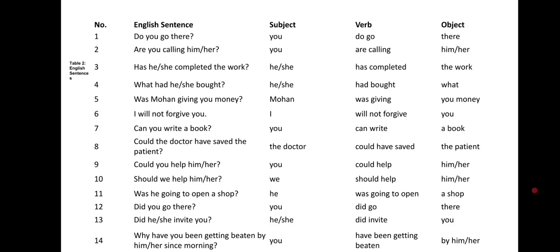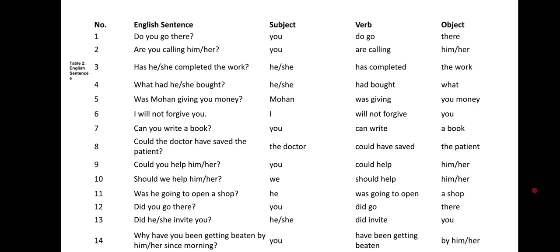So these are the sentences in English language. So you have to find the subject, verb, and object here. First sentence we have, do you go there? You is the subject here. Do go is the verb here, and there is the object. Are you calling him or her? You is the subject here. Are calling is the verb here. Him or her is the object.